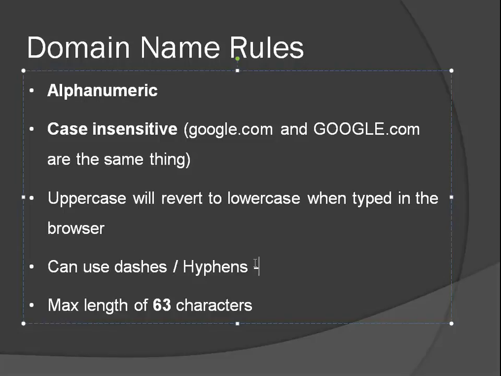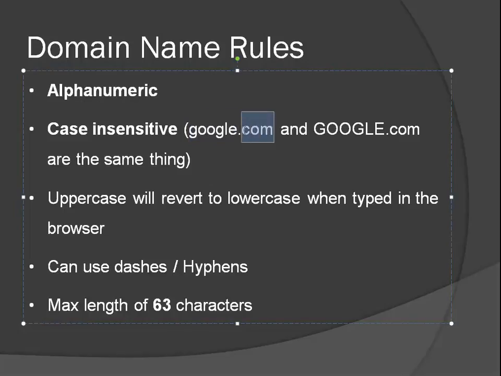You can use dashes or hyphens, which are basically the same thing. They are this symbol. That's the only symbol that you can use in your domain. And I would suggest that you try not to use them, just for SEO purposes, and it just doesn't look as good. The max length of this part of the domain is 63 characters. This is actually called the label. That's the label part of the domain.